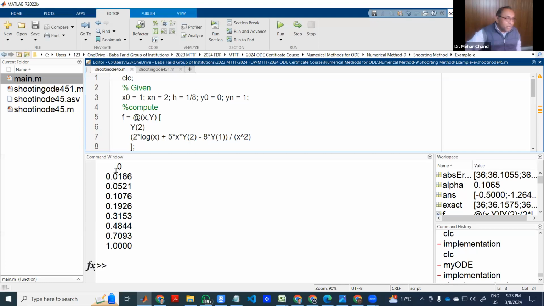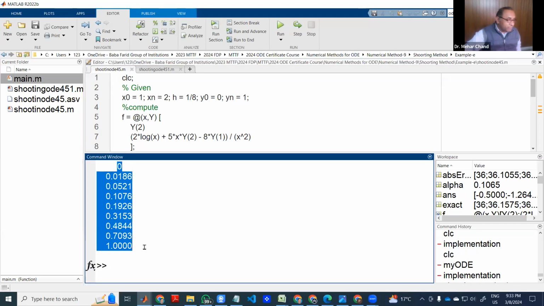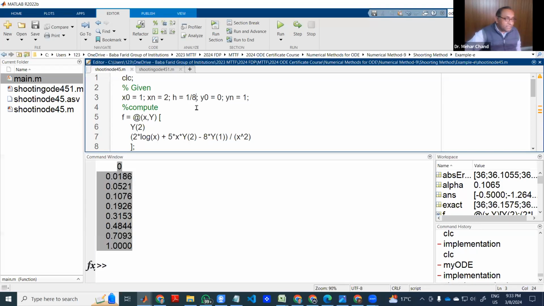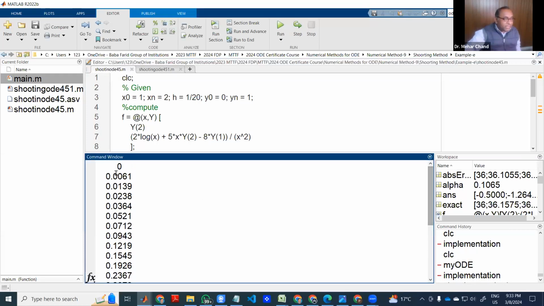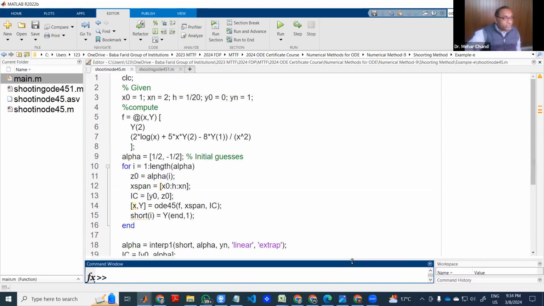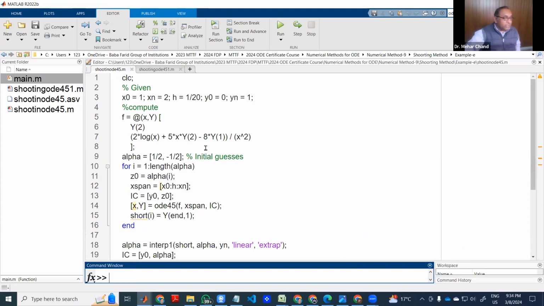You can see our shifting method is absolutely correct. You can make the step size even smaller, and you can use this approach for all types of methods, all types of differential equations. Okay, we can take 20 here and see. So the initial value we have is 0, and this is the boundary value when x is equal to 2, and all these are the intermediate values y1, y2, y3, y4, and so on. Okay, so this is the approach to write the shooting method and how you can implement it.